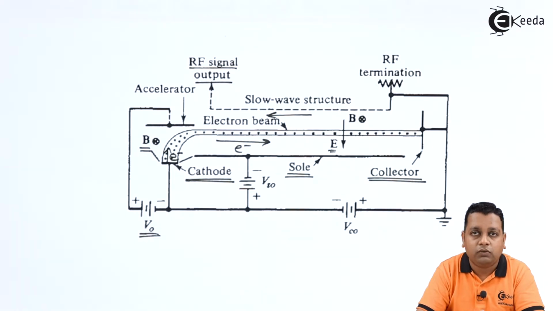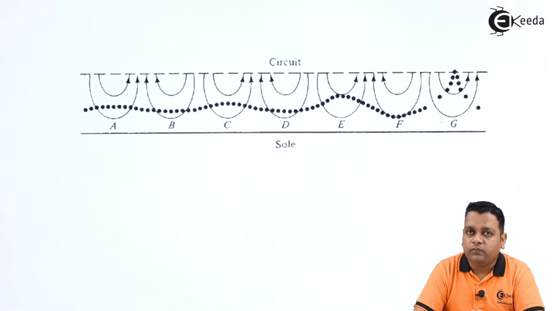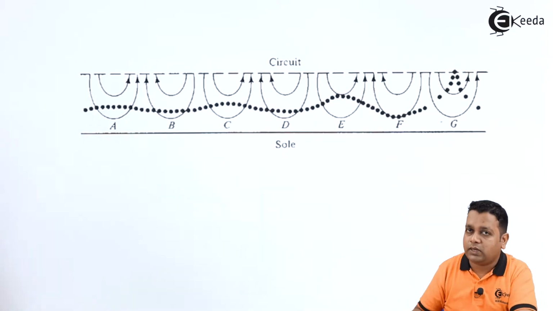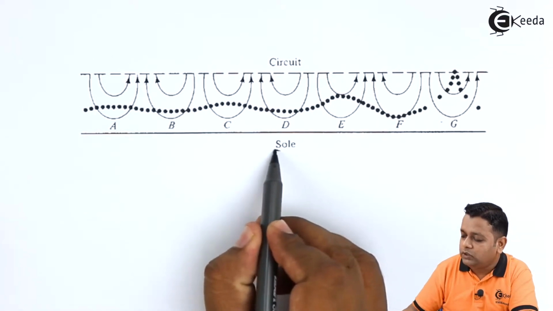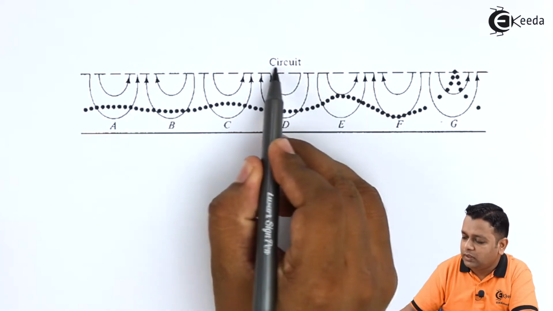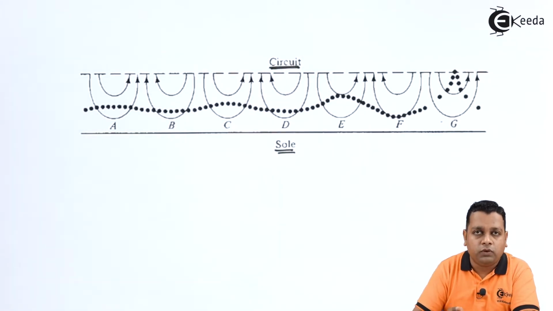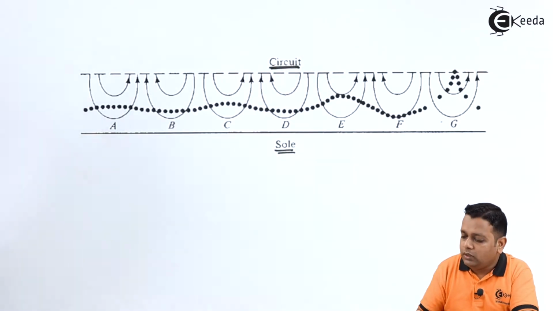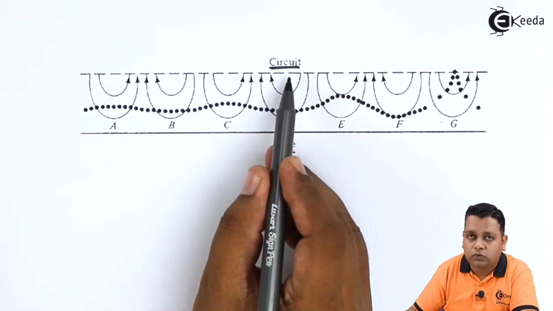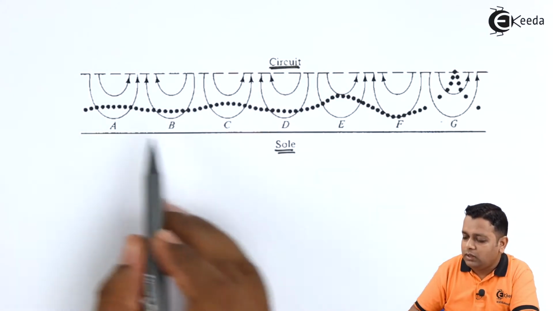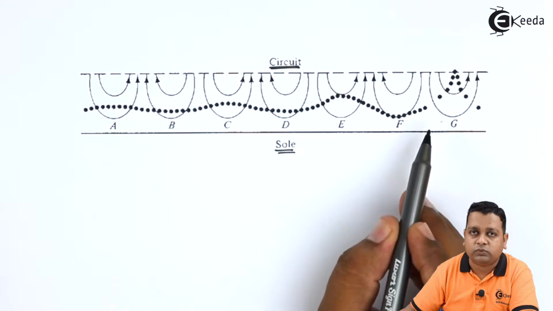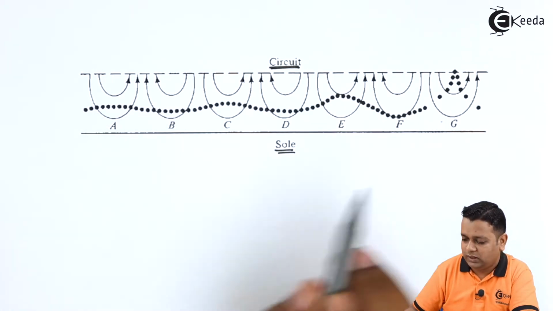Now let us take help from another diagram where we shall get the working procedure cleared. Here we have represented the sole portion and the circuit, that is the slow wave structure. In the passage between the slow wave structure and the sole, the electron beam is focused and it is moving from the left hand side to the right hand side.